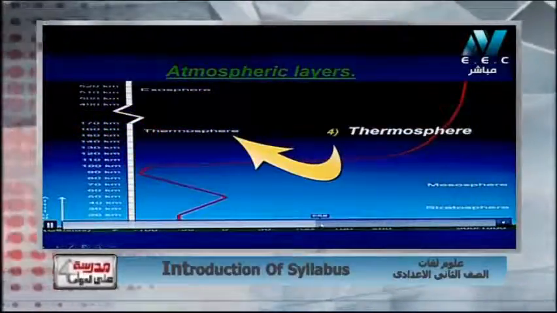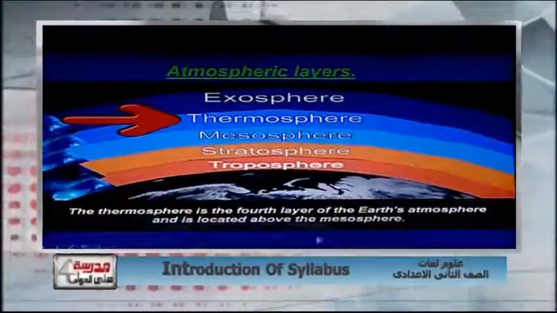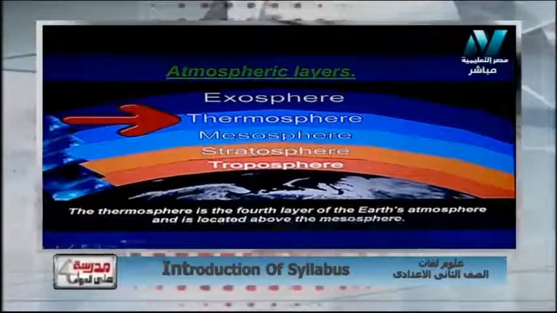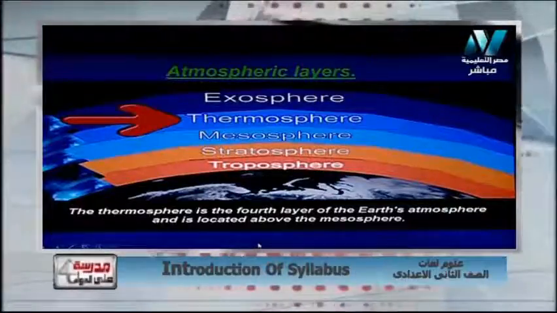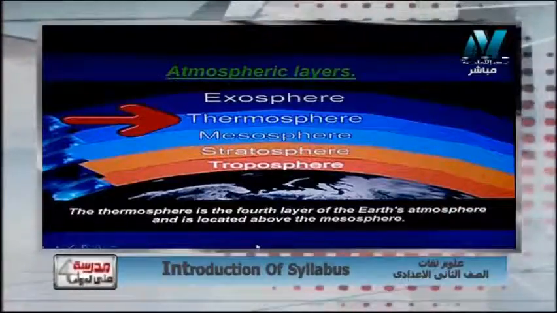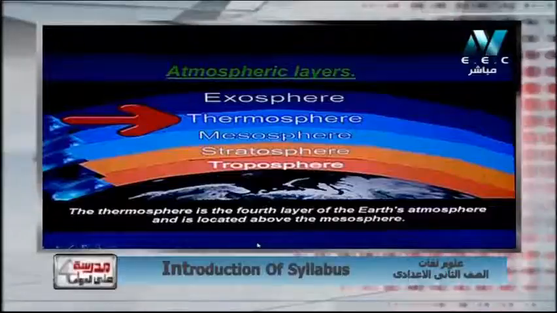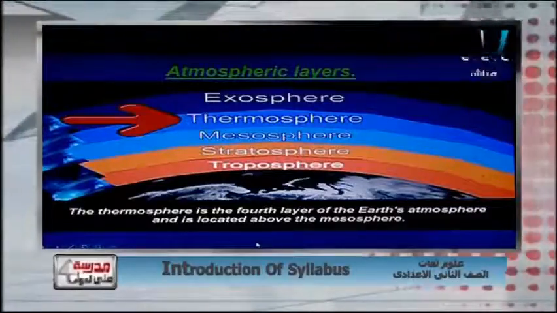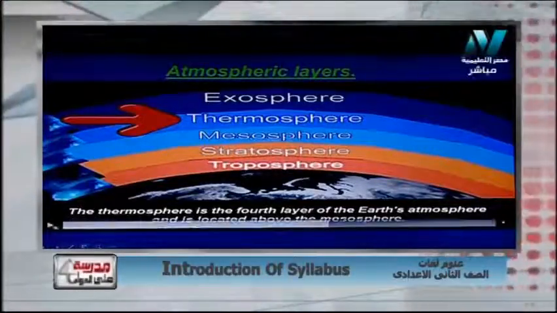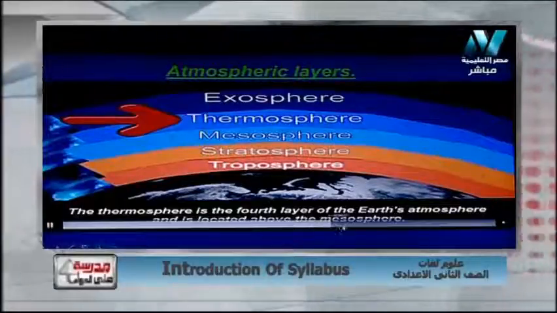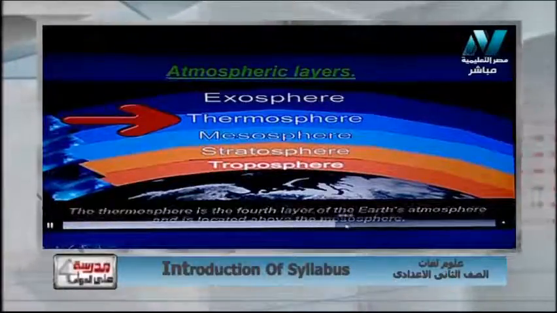The thermosphere is the fourth layer in the atmospheric envelope. This layer is called the thermosphere because thermo means thermal, which means temperature, heat. So the thermosphere is the hottest atmospheric layer.